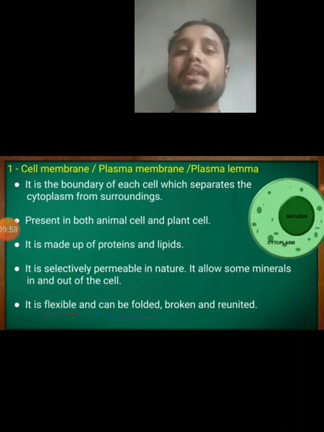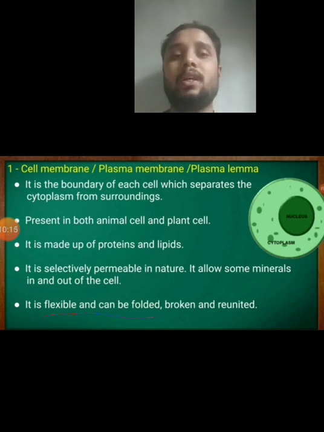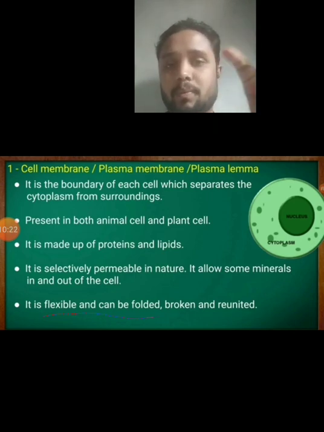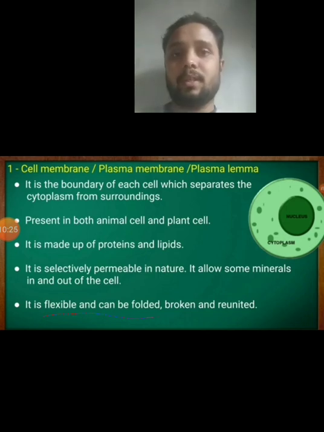Now see, cell membrane, plasma membrane, or plasma lemma. So these three are same. What is its function? It is the boundary of each cell which separates the cytoplasm from surroundings. What is the function of cell membrane? Cell membrane's function is to separate the surroundings and inside of the cells. It separates the cytoplasm from surroundings. Whatever is outside, it separates the surrounding. And it contains the cell organelles inside the cell membrane.